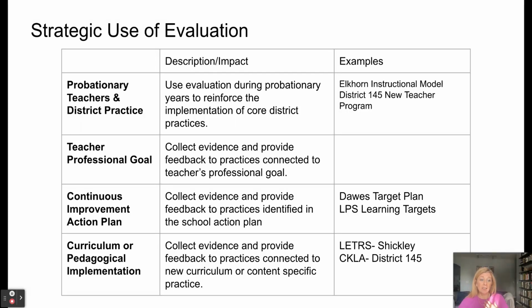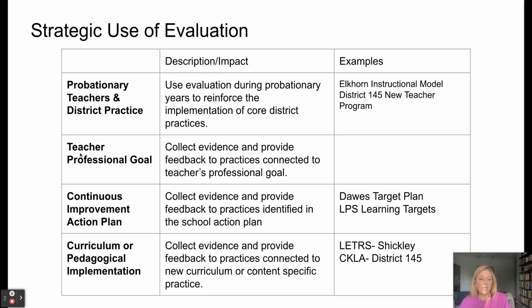We are implementing in District 145 a new teacher program, and we focused first quarter on classroom environment and what the expectations are. And so we were strategic in giving evidence and leading instructional rounds for teachers to really get that practice solidified. Then we're moving on to planning and preparation. And so we're aligning our evidence collection to the mastery of specific teaching practices.